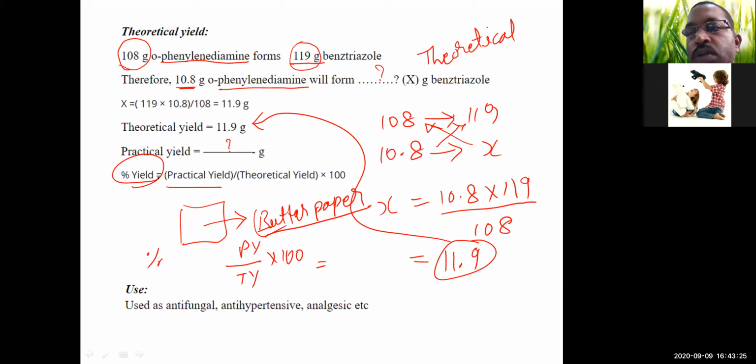Then coming to the uses of benzotriazole. Benzotriazole is used as an antifungal, antihypertensive, and analgesic compound. This is taken from Vogel's Textbook of Practical Organic Chemistry, and Practical Organic Chemistry by Hitesh G. Raval, Sunil B., et al. So this is what we have for the synthesis of benzotriazole.